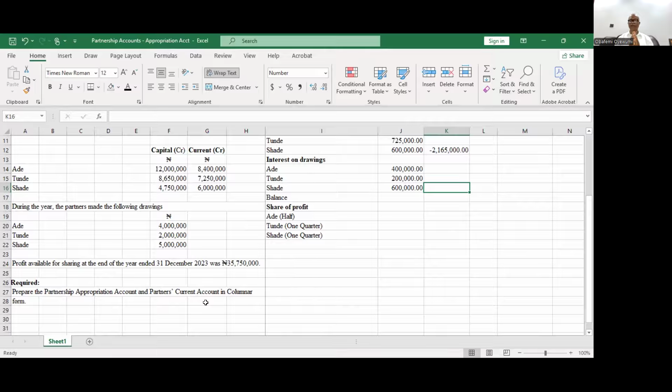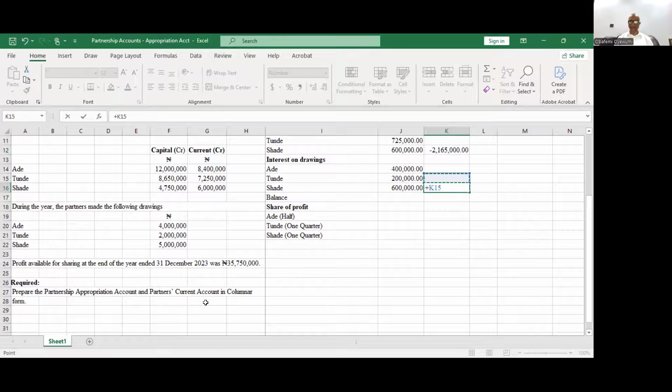Now, what will be the effect of interest on drawings? Because the partners took drawings, I mean, they drew money from the firm, they are meant to pay interest based on whatever they are taking. So because they're meant to pay interest, the effect is that it's going to increase the amount of money available for the partners to share at the end of the day. So this time around, we're not going to be deducting, rather we're going to be adding. So we're going to be having a positive amount here.